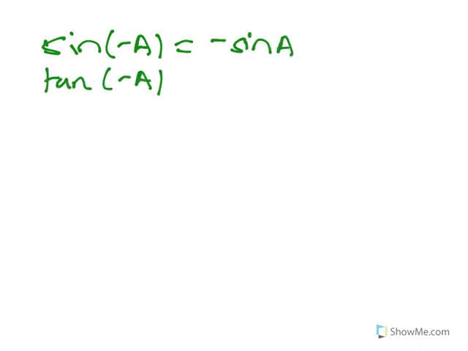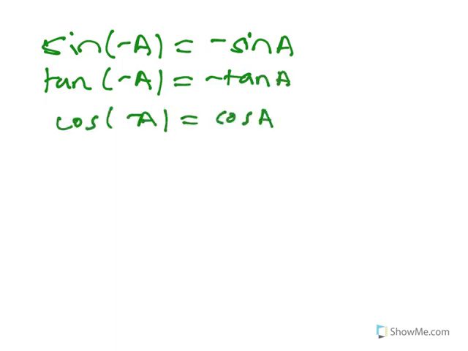So the quickest way when you've got negatives is just to pull the negative out. If it's sine, it's minus sine A. If it's tan, it's minus tan A. And if it's cos, it's just cos A.